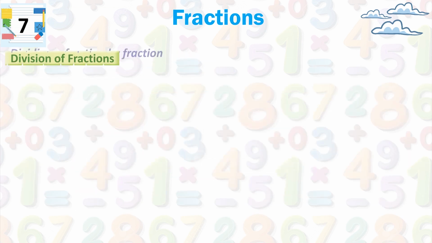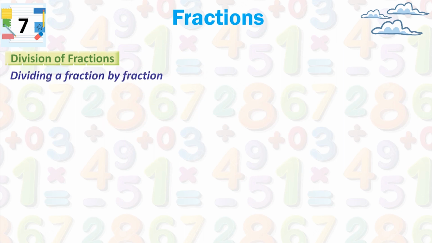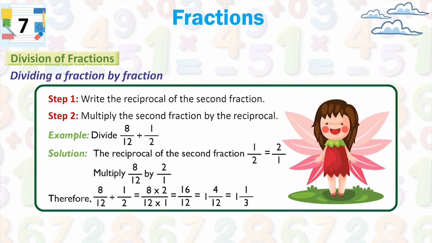Division of fractions. Dividing a fraction by a fraction. Step 1. Write the reciprocal of the second fraction. Step 2. Multiply the first fraction by the reciprocal. Example. Divide 8/12 by 1/2. Solution. The reciprocal of the second fraction, 1/2, is equal to 2/1. Multiply 8/12 by 2/1.